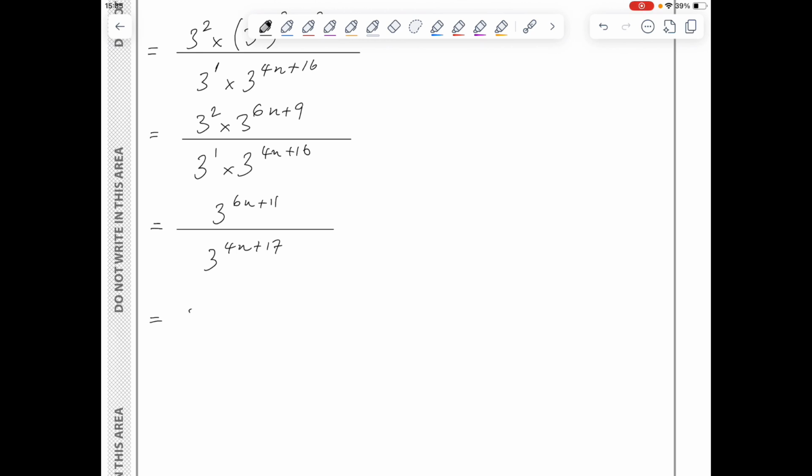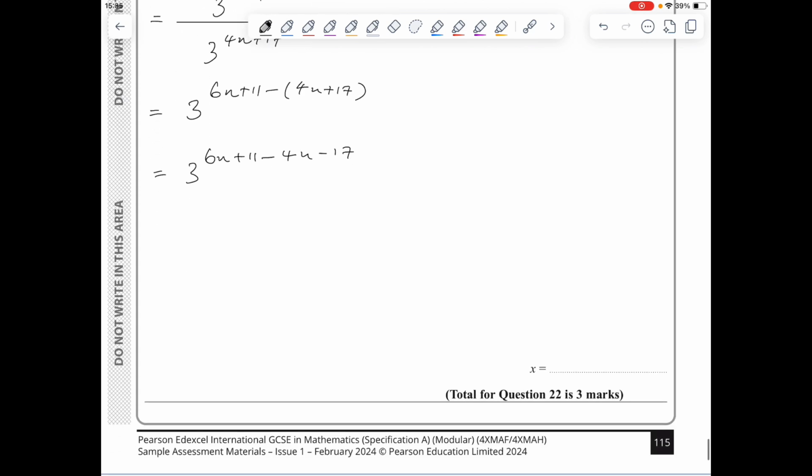I'll do it step by step. 3 to the 6n plus 11 minus 4n plus 17. So 3 to the 6n plus 11 minus 4n minus 17. And this simplifies to 3 to the power of 2n minus 6. Therefore, x is equal to 2n minus 6.